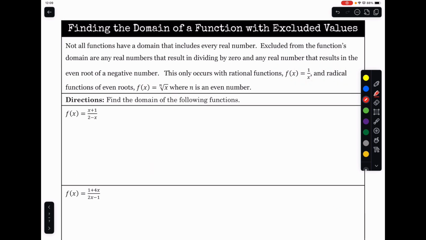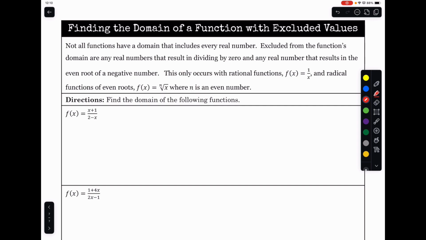So not all functions have a domain that includes every real number, like I mentioned earlier. Excluded from the function's domain are any real numbers that result in dividing by 0 and any real number that results in an even root of a negative value, like I mentioned before. So if I have a rational function and I find a value of x that makes the denominator equal to 0, aka I'm dividing by 0, then that number is excluded from the domain. And like I mentioned earlier, this occurs with rational functions, 1 over x, and even roots, like the square root function.